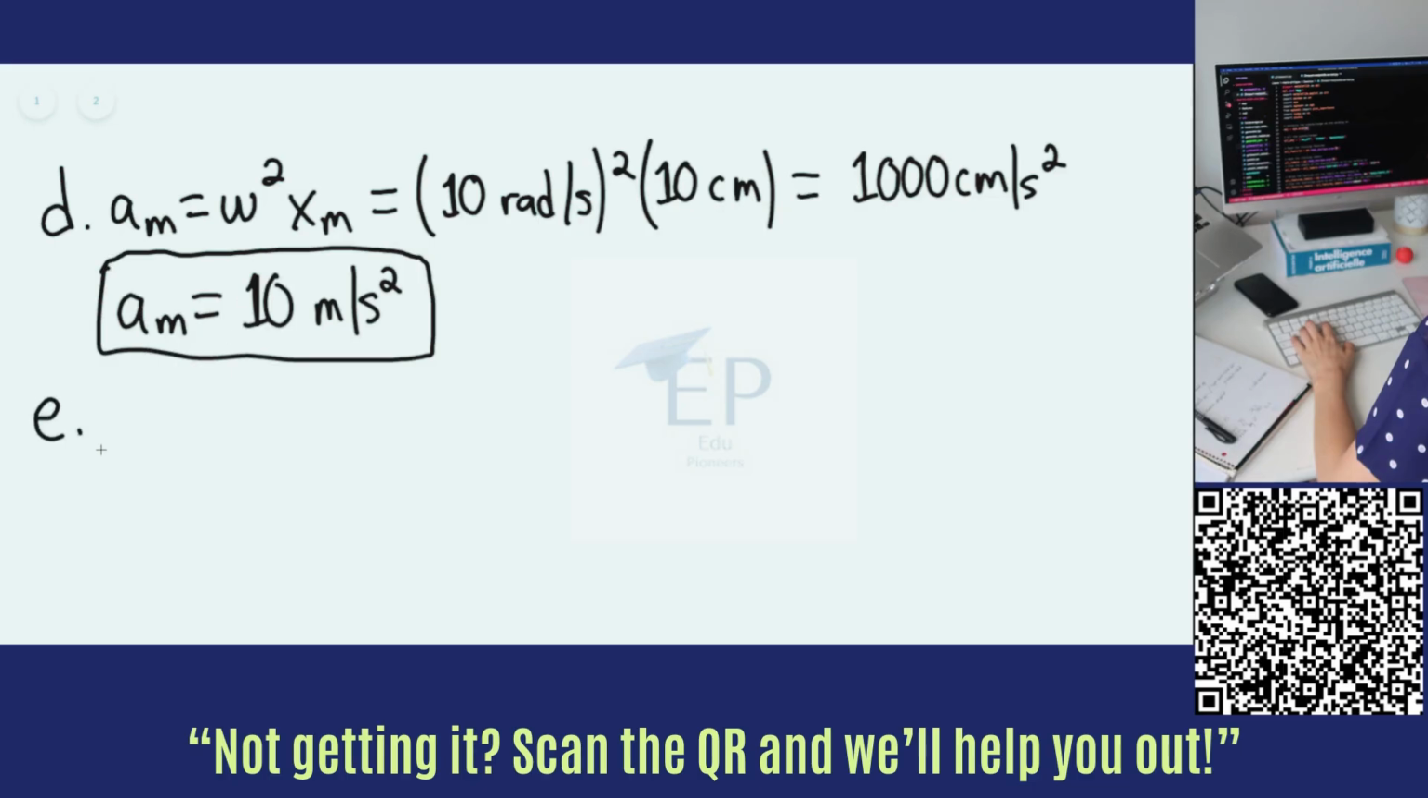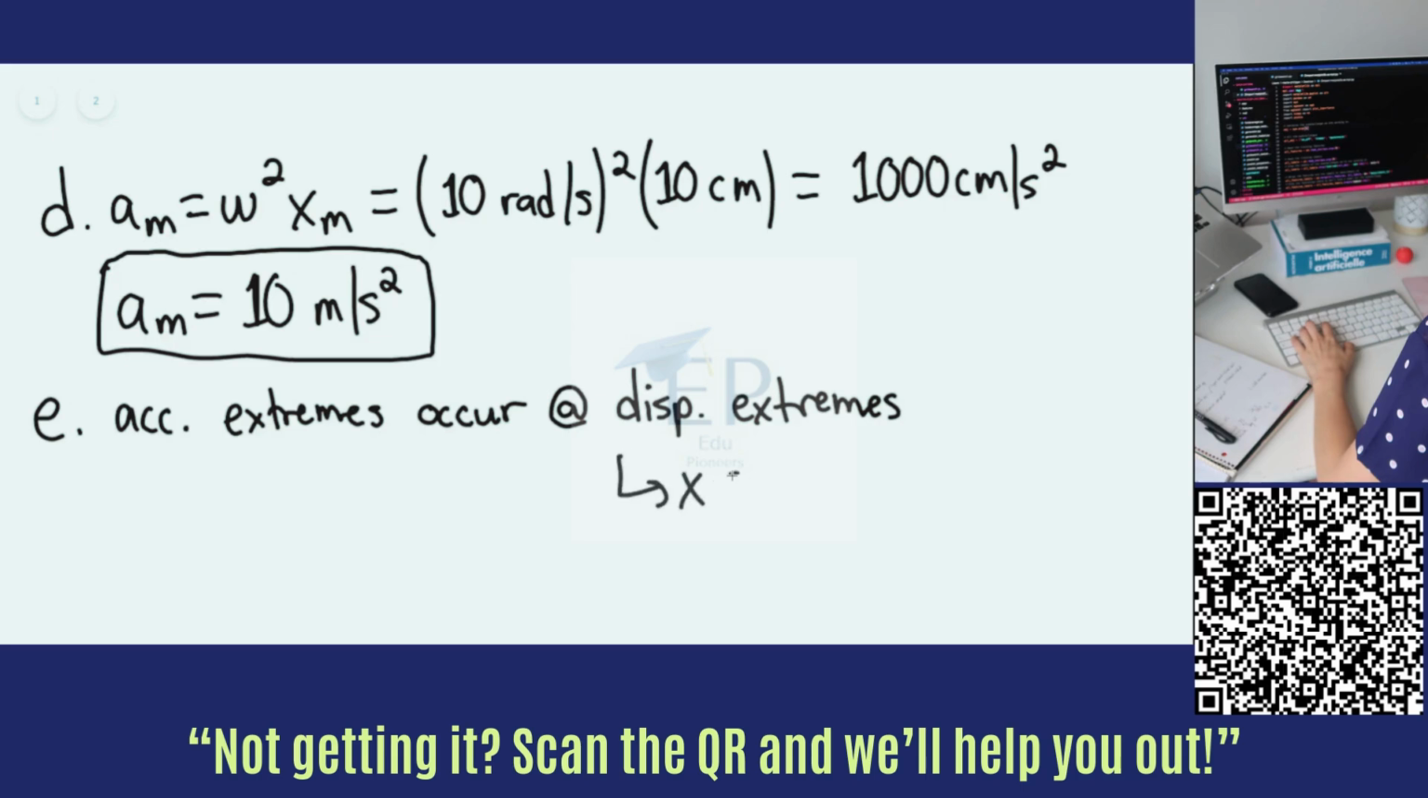And for part E, we see that the acceleration extremes occur at the displacement extremes. So this would essentially be x is equaling plus or minus the amplitude or the maximum displacement, or plus or minus 10 centimeters. This would be our answer for part E.